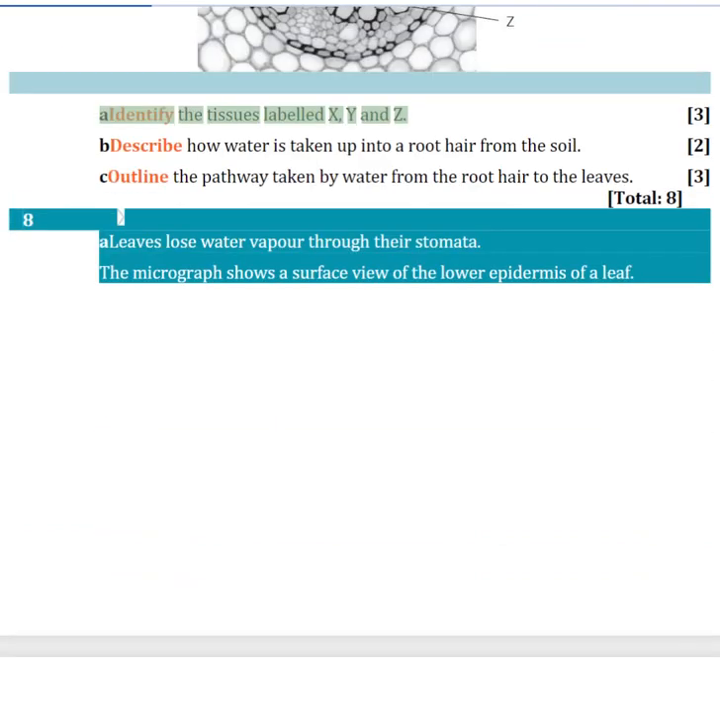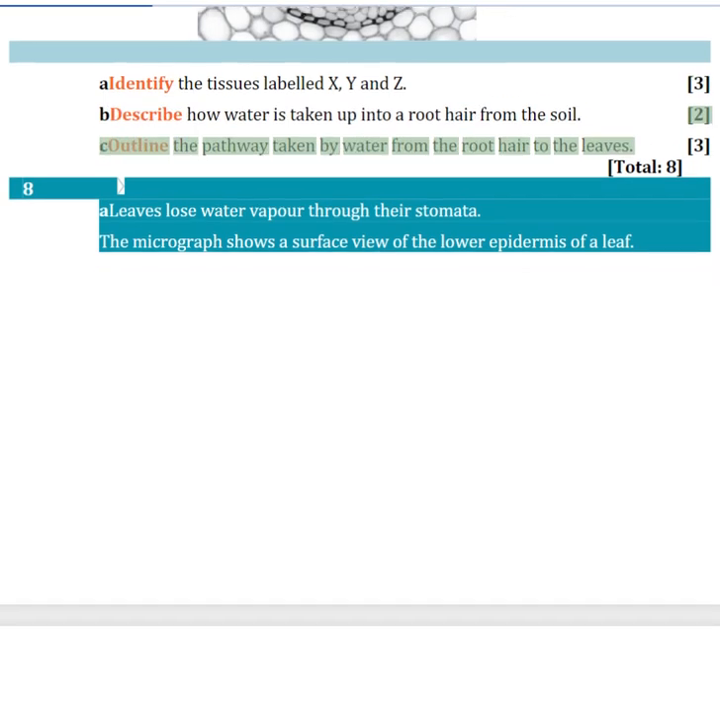7. The figure below is a photomicrograph of the center of a root. A. Identify the tissues labeled X, Y, and Z. B. Describe how water is taken up into a root hair from the soil. C. Outline the pathway taken by water from the root hair to the leaves.